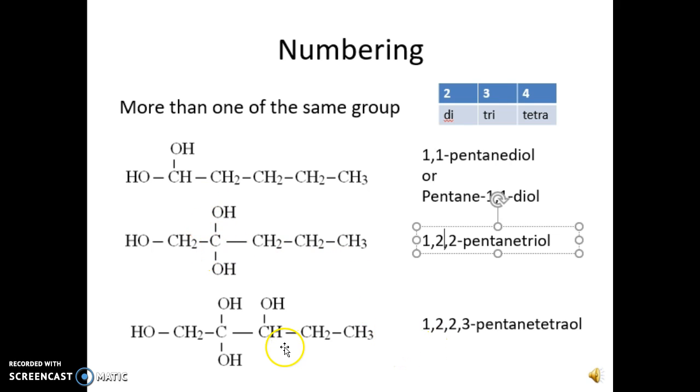Let's have a look at this one. So here we've got an OH at carbon 1, 2 at carbon 2, and 1 at carbon 3. So altogether we've got 1, 2, 3, 4. So 1 at carbon 1, 2 at carbon 2, so it's 1, 2, 2, and then another 1 at carbon 3, so it's 1, 2, 2, 3 pentane tetraol. Okay, so tetra is for 4. Okay, that summarizes the numbering.